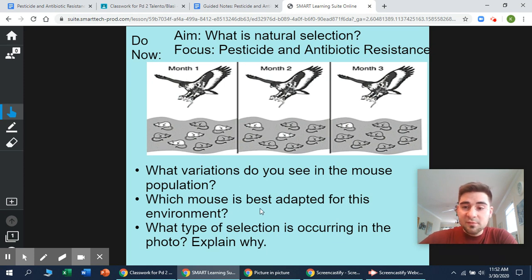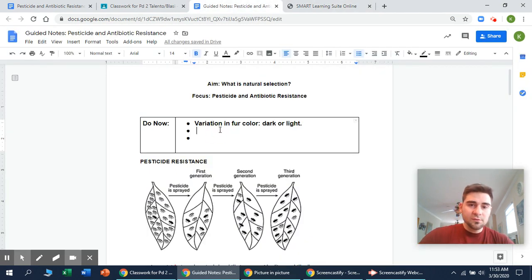Now, which mouse is best adapted for this environment? Well, to answer that, we have to look at the environment, right? So the environment here is just a dark background, so maybe they're on a dark colored rock. For example, there are rock pocket mice, which live either in an environment of light colored sand, in which case the light colored mice would be hard to see. They would be better adapted for sand. But here is more like a dark colored background, much like volcanic rock, so rock pocket mice can live in that environment as well. Now, the mouse best adapted here would be the dark colored mice, right?